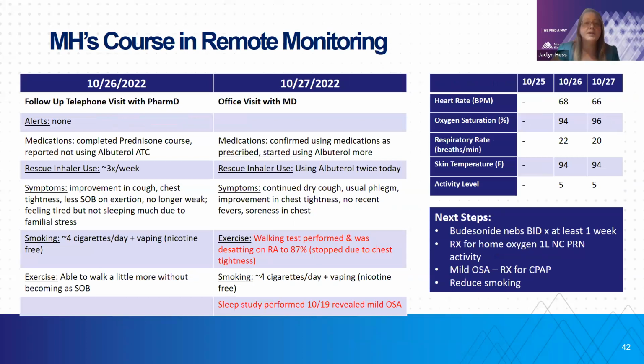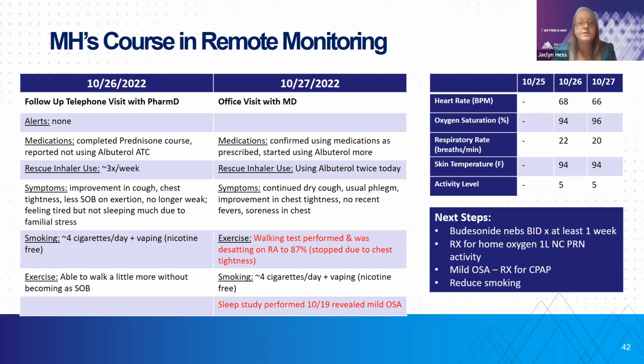On the 26th, I spoke with her. There were no alerts between that time frame. She completed the prednisone course, however, identified that she was not utilizing albuterol as instructed and had only used it 3 times since we last spoke. She did notice improvement in her symptoms and had not cut back on cigarettes between that time frame. Actually, she continues smoking the same amount roughly for the duration of her enrollment.